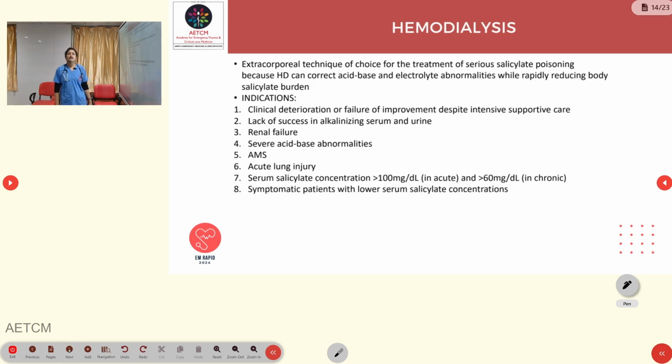Then hemodialysis is the extracorporeal technique of choice for the treatment of serious salicylate poisoning. It is the choice because hemodialysis can correct the acid base disorders and electrolyte abnormalities while rapidly reducing the salicylate burden. So, indications are clinical deterioration or failure of improvement despite intensive supportive care, lack of success of alkalinizing serum and urine, renal failure, severe acid base abnormalities, altered mental status, acute lung injury, serum salicylate concentration more than 100 milligram per deciliter in acute and more than 60 milligram per deciliter in chronic poisoning, and symptomatic patients with lower serum salicylate concentration.